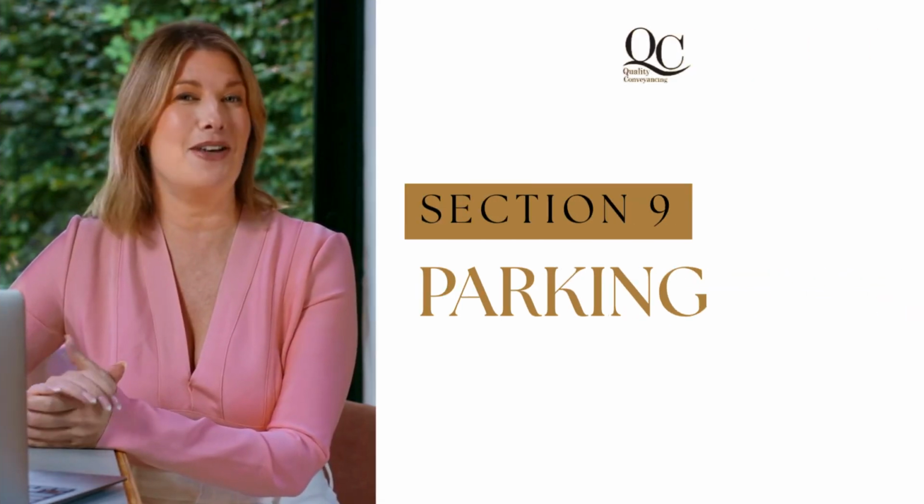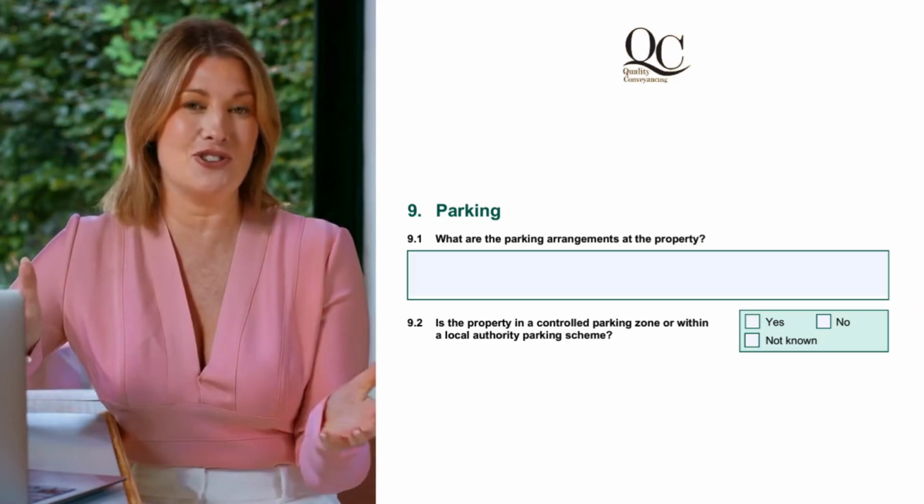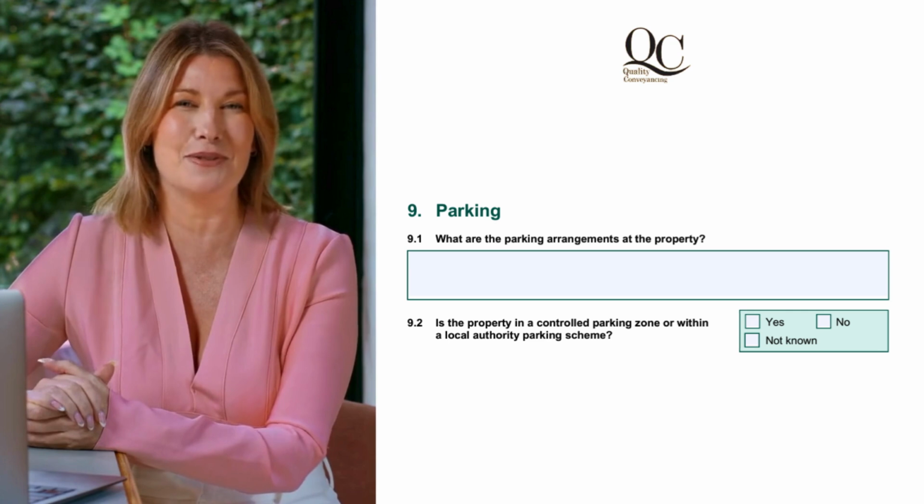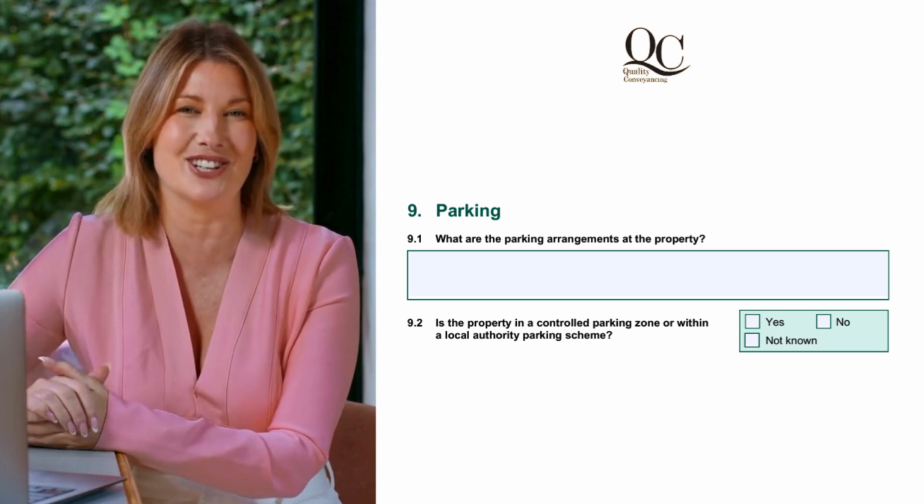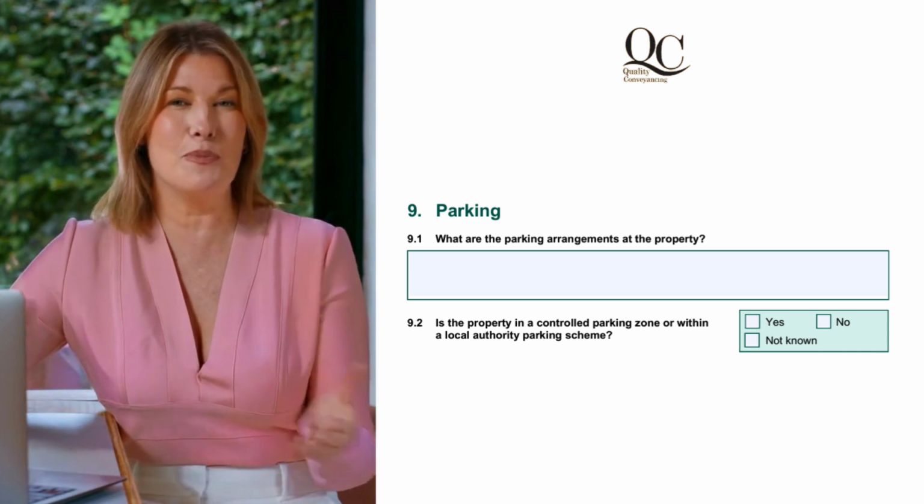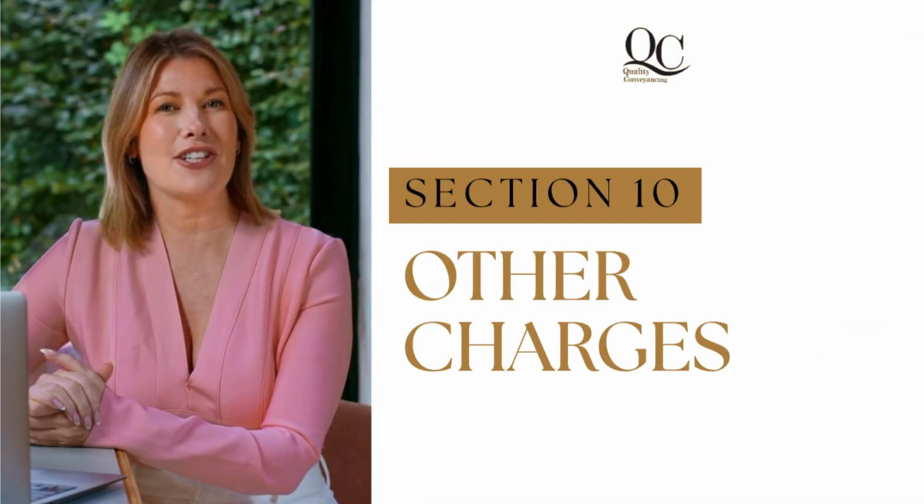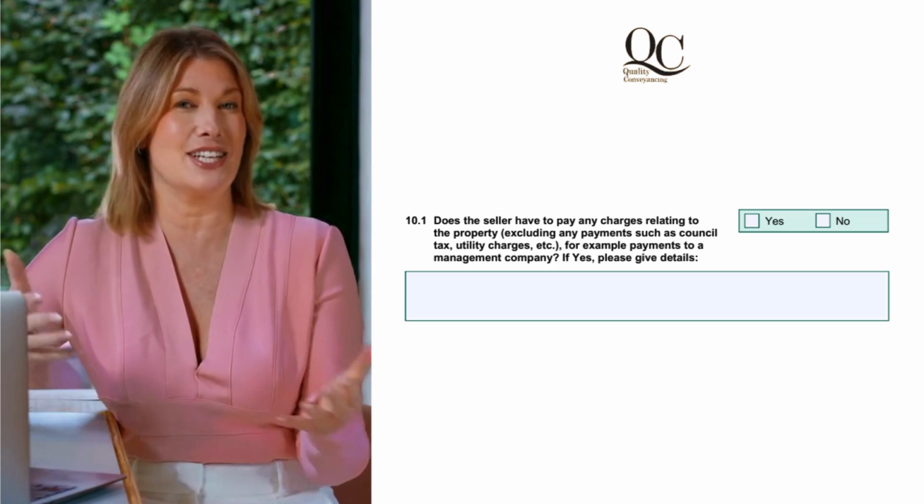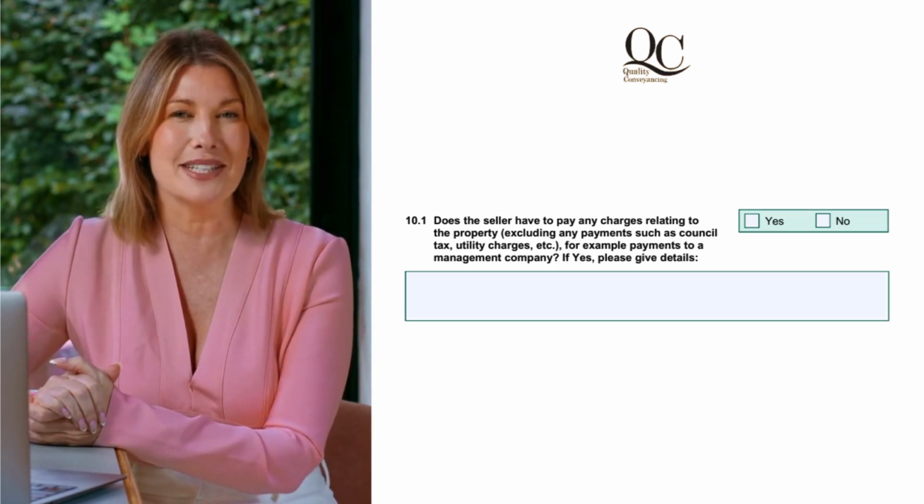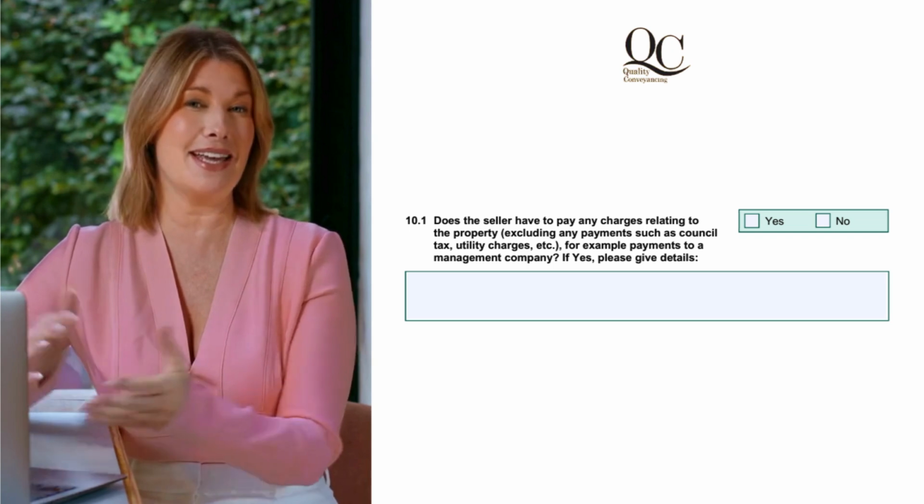Section 9 covers parking. Here, you'll simply describe the parking arrangements at the property. For example, whether there's a driveway, a garage, or permit or on-street parking. Section 10 covers other charges. If there are any charges linked to the property, such as management company fees, these should be disclosed here.